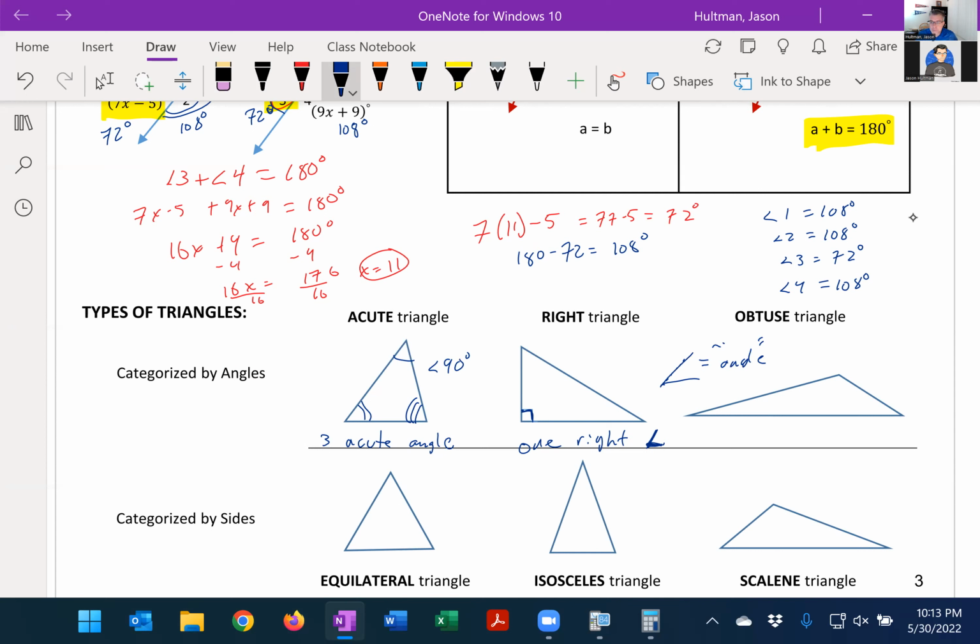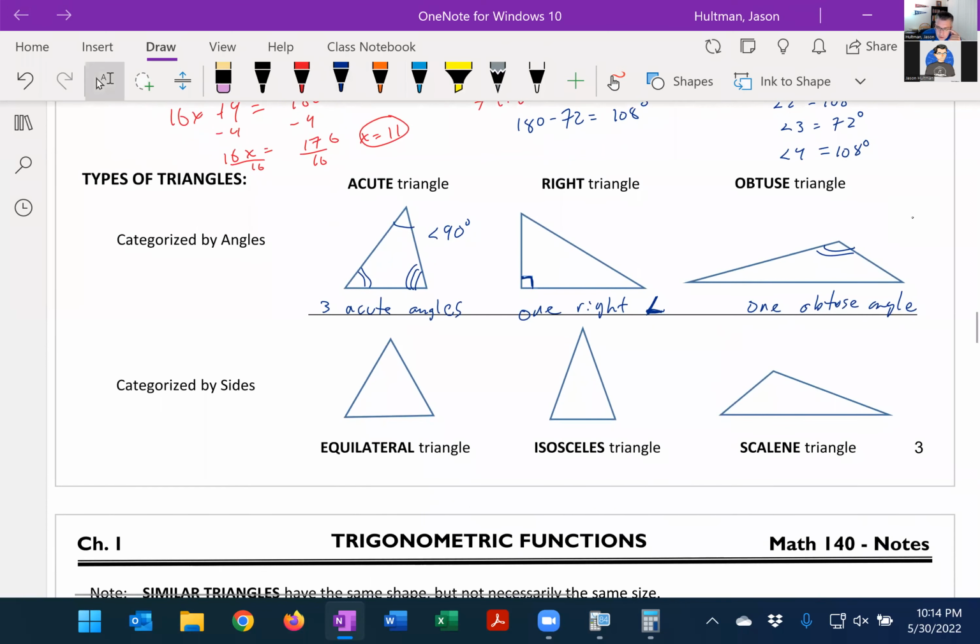Okay. So three acute angles make an acute triangle, 1 right angle makes a right triangle, and 1 obtuse angle is an obtuse triangle. One obtuse angle gives me an obtuse triangle.